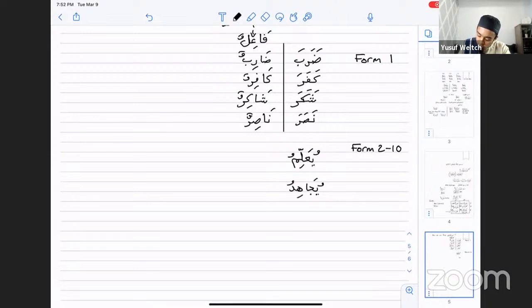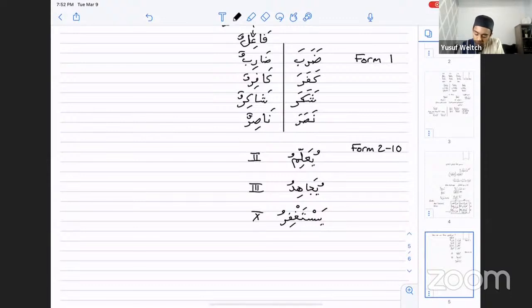Let's hear from you guys. Which forms are these that I'm writing here? And feel free to look at the chart that you all have. So what form is yu'allimu? Form 2. Okay, what form is yujahidu? Form 3, good. And what form is yastaghfiru? Form 10. Okay, and all the other forms will follow the same exact pattern. So these are just 3 examples.